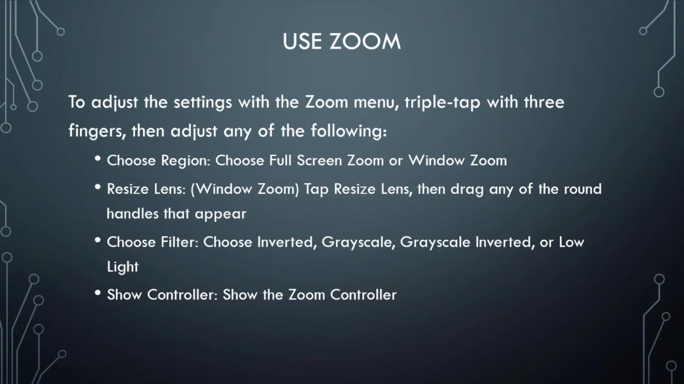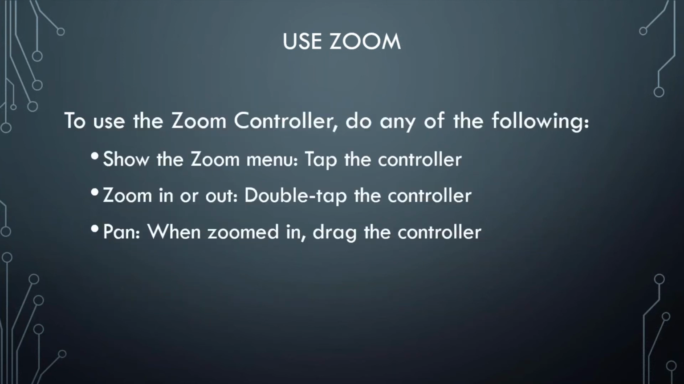Okay, so to adjust the settings with the zoom menu, you would triple tap with 3 fingers and then adjust any of the following. You would choose the region, the resize lens, the filter, and the controller. To use the zoom controller, you can show the zoom menu, then tap on the controller. You can simply zoom in or out by double tapping the controller, or you can pan when you're zoomed in and drag the controller around.